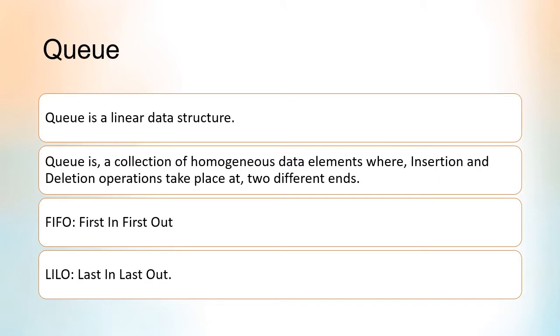Queue data structure. Queue is a linear data structure. A linear data structure means a data structure in which elements are stored sequentially or linearly. Inside the queue, there will be a collection of homogeneous data elements, that is, data elements of the same type. Insertion and deletion take place at two different ends inside a queue. Queue follows a FIFO order, first in first out order, or last in last out order. So queue is a linear data structure in which insertion and deletion take place at two different ends.